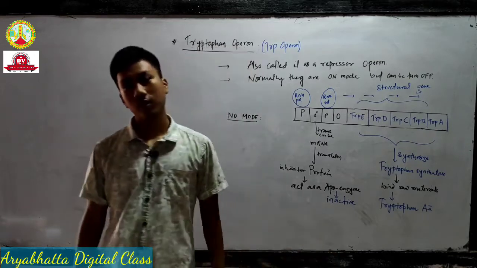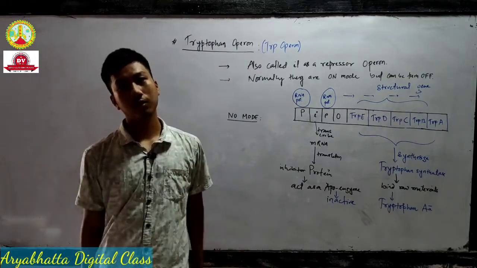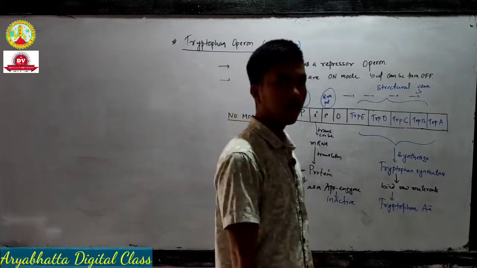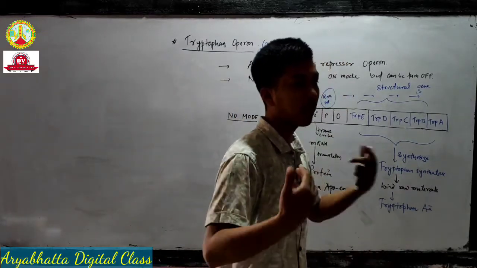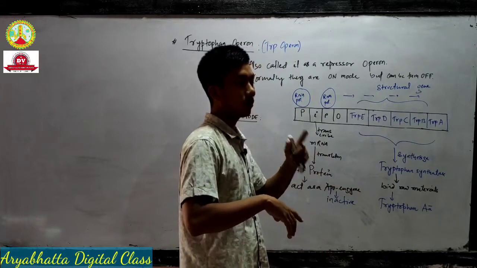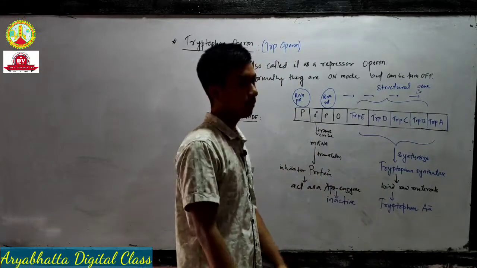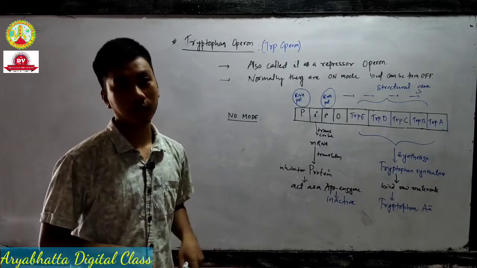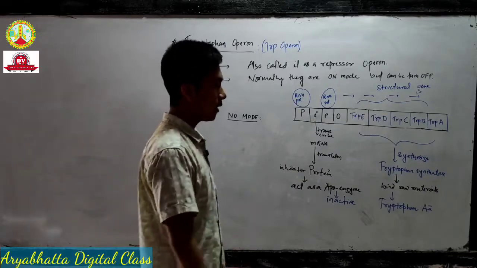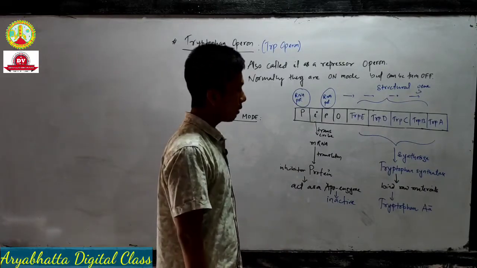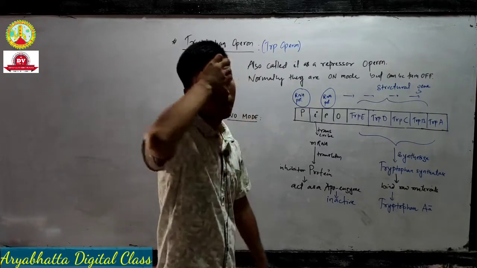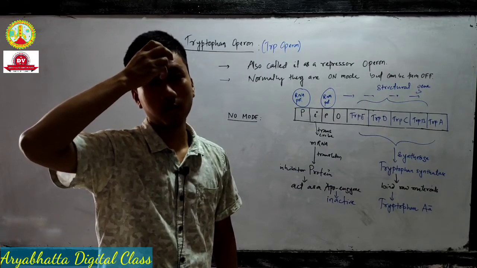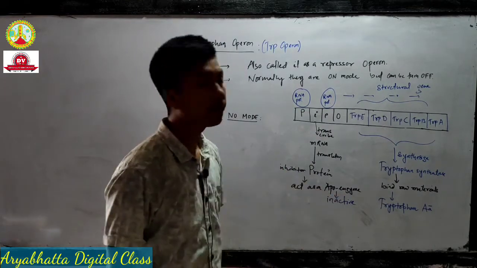Just like human, we can only eat that much of food that we can digest. Jitna kha sakte hum log utna hi kha sakte, usse zyada kha nahi sakte. Just like that. So they will try to reduce amino acid. Which amino acid? Tryptophan amino acid.